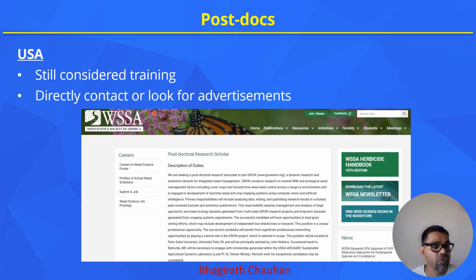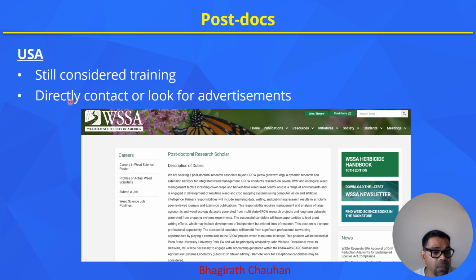Now the USA. In Australia, postdoc positions are considered a job, so they have to be advertised. But in the US, postdocs are still considered training, and they expect that within 2, 3, 4 years you get your own position like assistant professor and develop your own group. In Australia, that's not the case. Even if you are 55 or 60 years old, you can still be a postdoc, so you don't really have that type of pressure. In the US, it's still considered training.